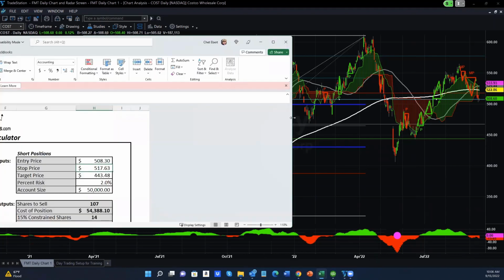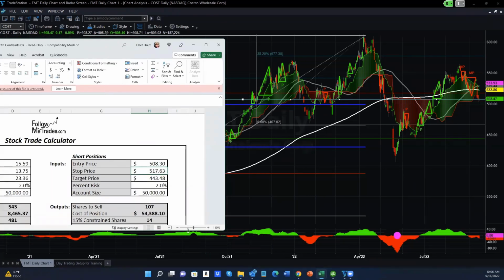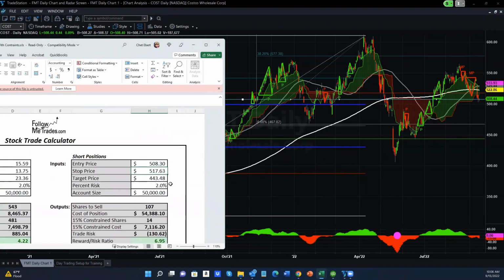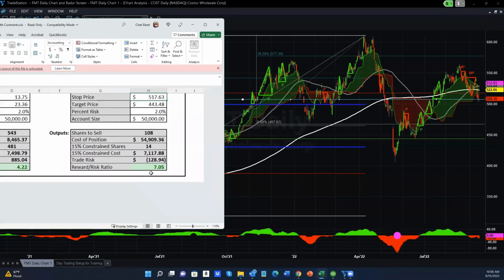So with all that, let me see if I can squish it so we can see a little of everything. Okay, so entry, now the entry keeps changing. It's 508.42 now. The stop, 517.63, which is the red line here. The target, this line here, is 443.48. Well, when you put all that in, because we're doing a short, you want to use the short side, risk reward 7.05. So that looks pretty good.